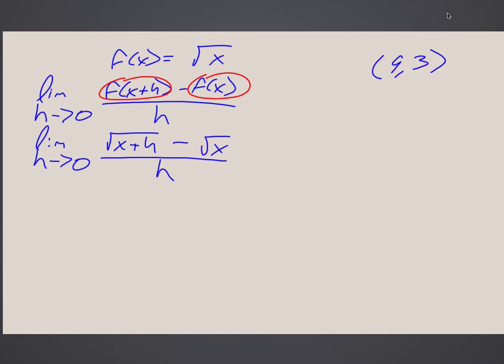Alright, what should we do at this point? We should plug in. So if I plug 0 in for h, that gives me the square root of x minus the square root of x, which is 0. I plug in 0 for h in the bottom, which also gives me 0. So right now I have to do one of 3 things. Which one do I want to do in this case? Multiply by the conjugate. So square root of x plus h plus the square root of x over the square root of x plus h plus the square root of x.